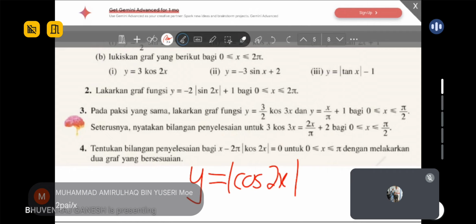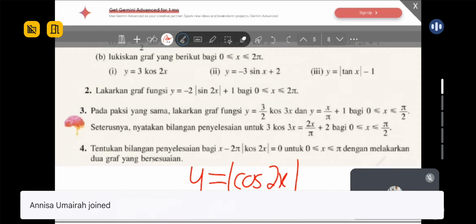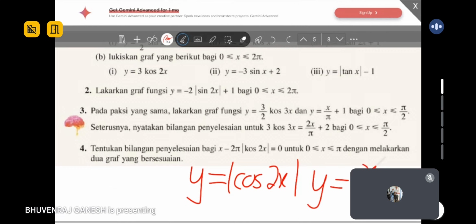No, it's reversed. You have flipped your answer. Okay, but it's close already. Anyone else? What do you think is the second graph? Yes. Okay, x over 2 pi, guys. This is your answer. X over 2 pi. So how do we get this?